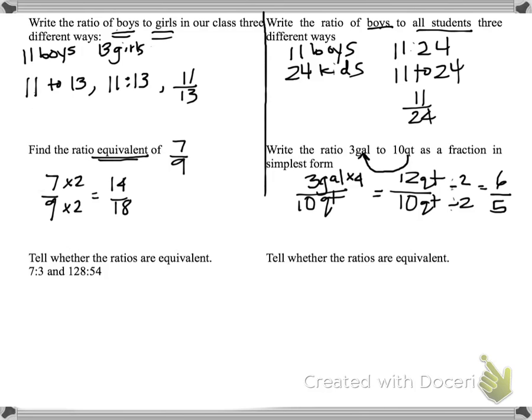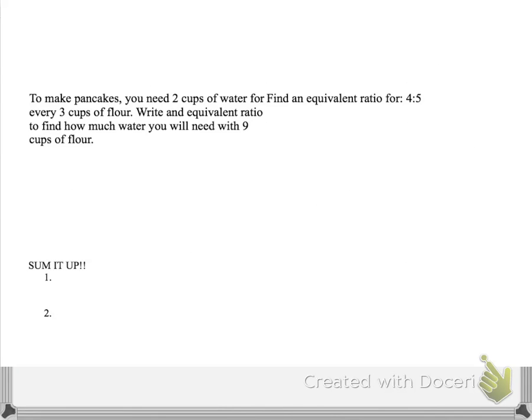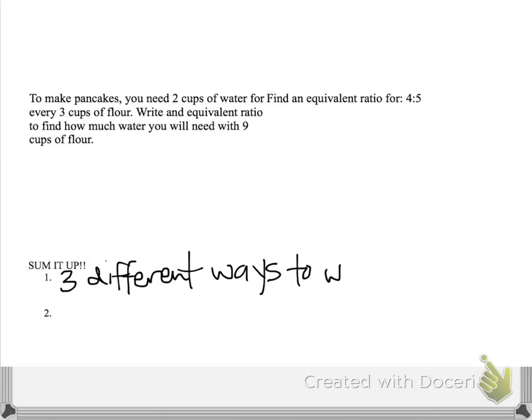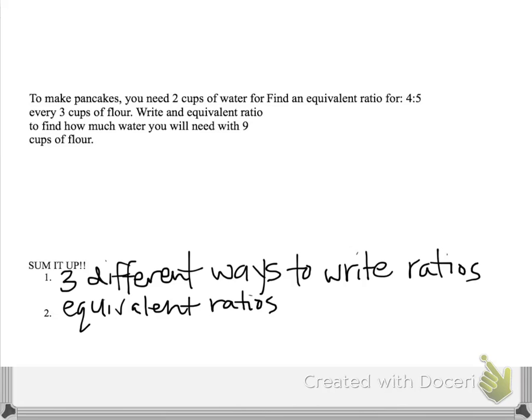So hopefully you can finish up by doing a sum it up, and that can help you remember what you need to know. You remember that there's 3 different ways to write a ratio. That is very important to remember, and you're going to see that throughout this entire chapter. And then we also talked about equivalent fractions, equivalent ratios, and then along with that, putting ratios in simplest form.